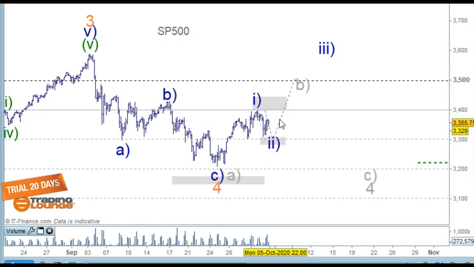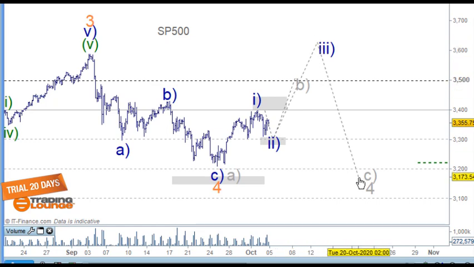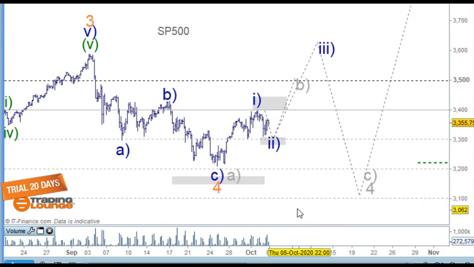I mean, it could even just take out the tops here as well as an expanded flat correction. So it can come up through here, take the top out, and then come down and take the bottom out here, and then move off as well as an expanded flat correction, because an expanded flat correction has got 3 waves in the first section here, 3 in the second, and then a 5-wave structure here.